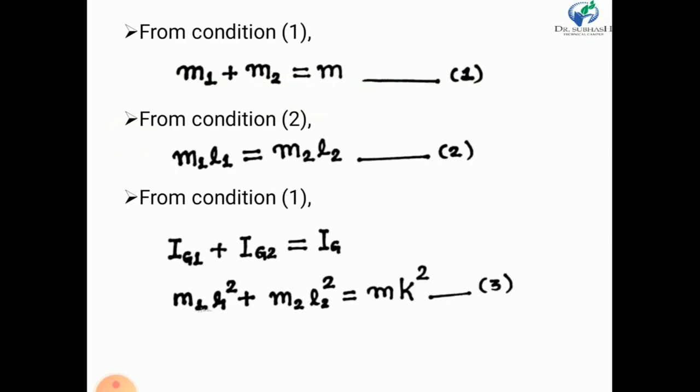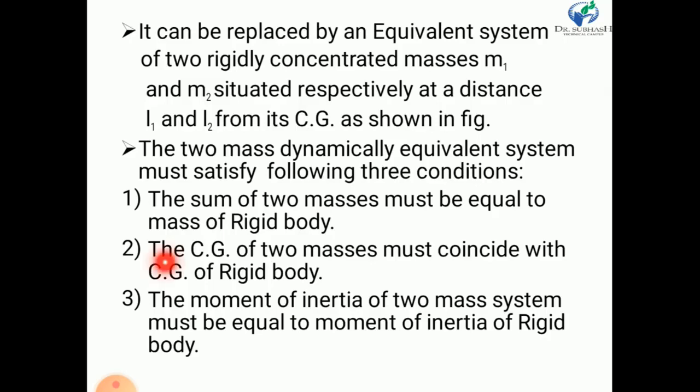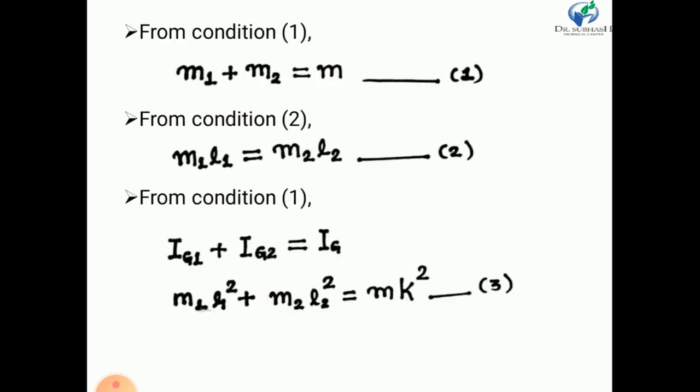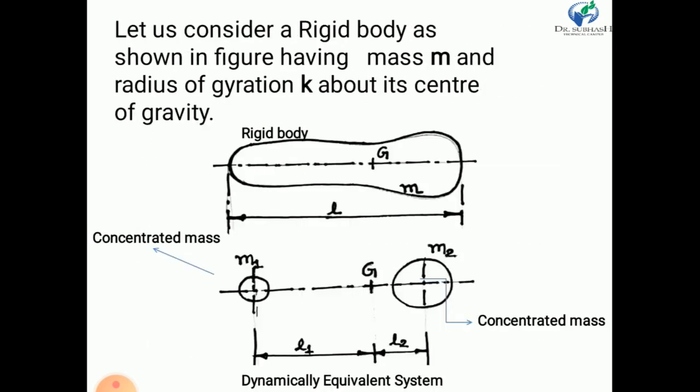Now according to condition 2, the CG of the two masses must coincide with the CG of the rigid body. So my dear friends, the moment about the CG of mass m1 is m1l1 and of mass m2 is m2l2. Both systems have a common CG, or we can say that both CGs coincide. So the mass moment because of the m1 mass is m1l1 and because of the m2 mass is m2l2.